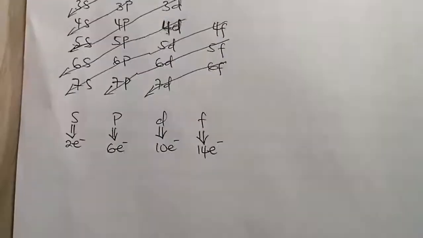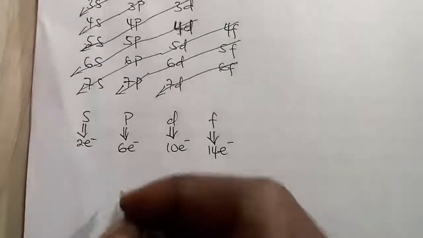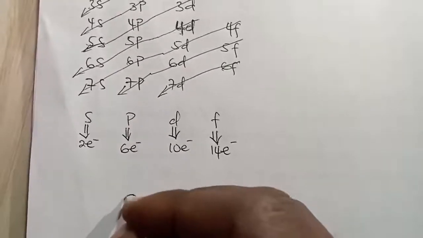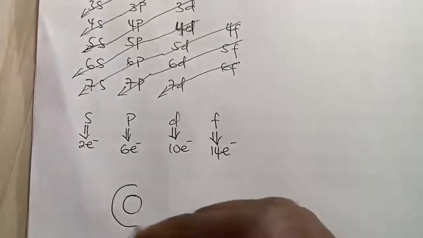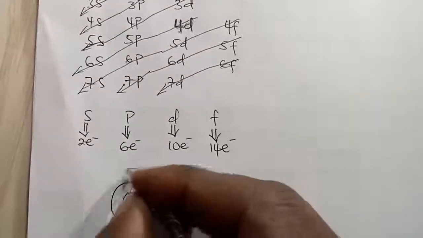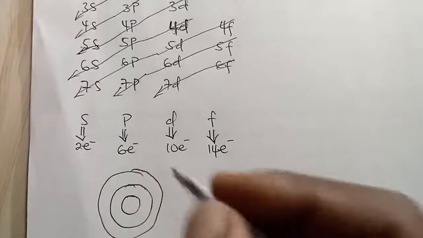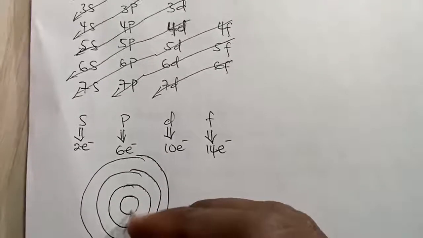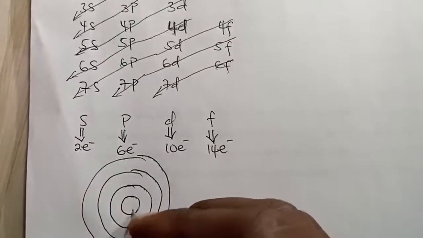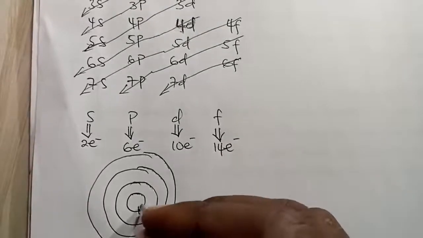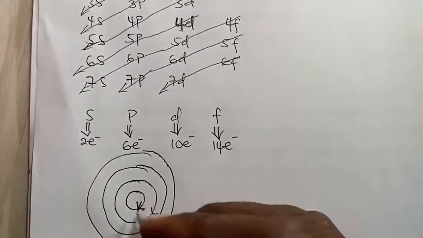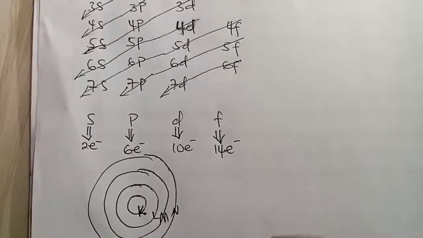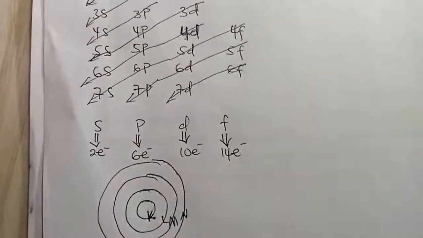So while doing this, let's first of all look at the shells, in a circular form, and it keeps on going. The first one is called the K shell. K, L, M, N, O to R. It keeps increasing to R.